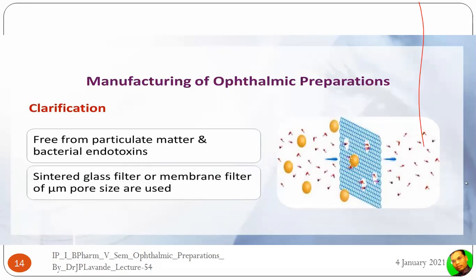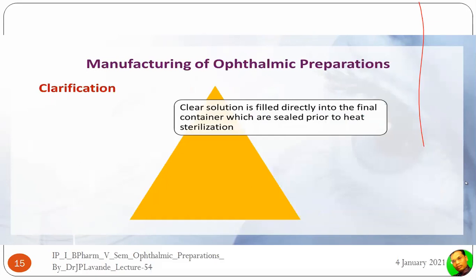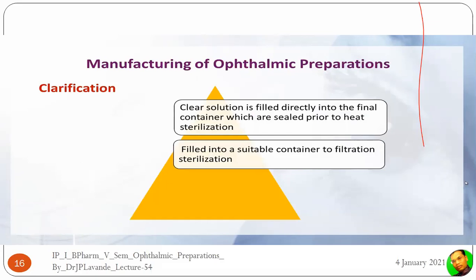So in order to make them free from particulate matter and bacterial endotoxins, the filtration process is to be adopted. So there is a need to pass the solution through a sintered glass filter or sometimes a membrane filter of micrometer pore size. The clear solution is filled directly into the final container, which is sealed prior to heat sterilization. So before the process of sterilization, they should be filled and sealed.